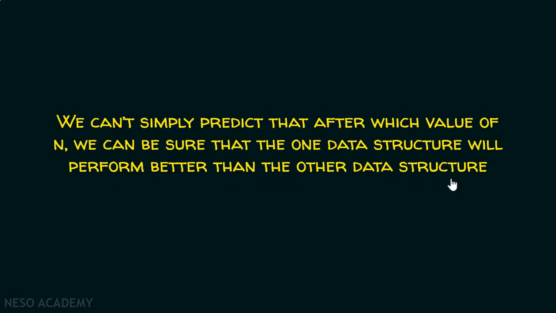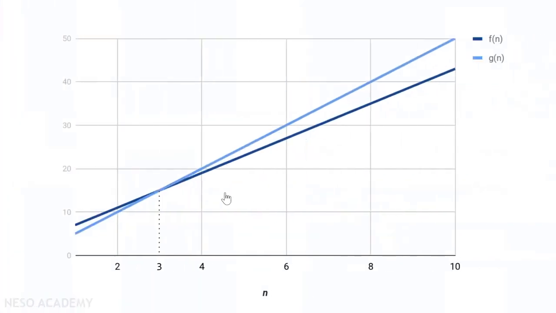If you can't simply understand what I'm saying, then please see this graph. Here you can see that for n less than or equal to 3, Gn is performing better than Fn. Fn is actually growing faster than Gn. But for n greater than 3, Gn is growing faster than Fn. You can clearly see that n equal to 3 is the point after which we can be sure that Gn is growing faster than Fn. Or in other words, Fn is performing better than Gn. So the value of n is very important here. After that, we can be sure which function is performing better than the other function.